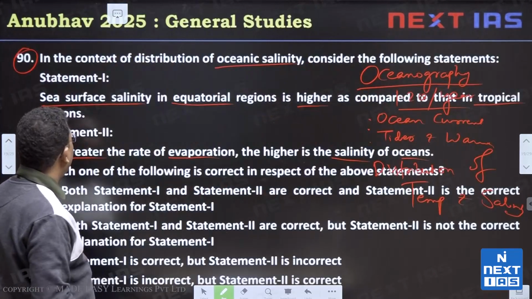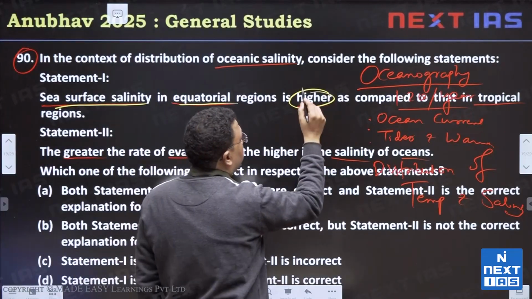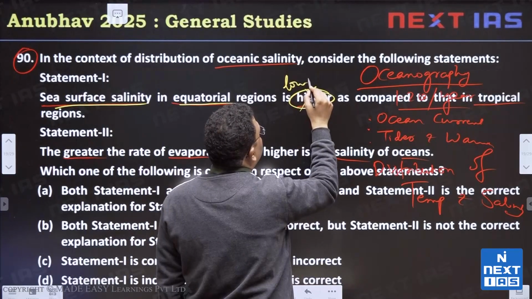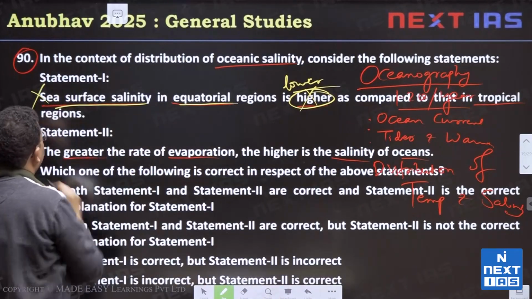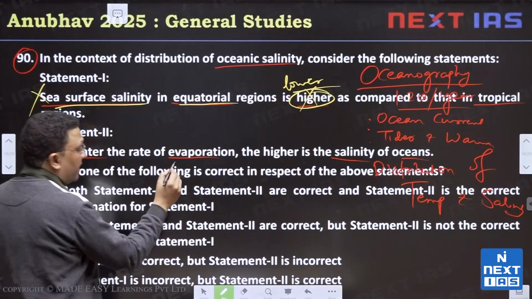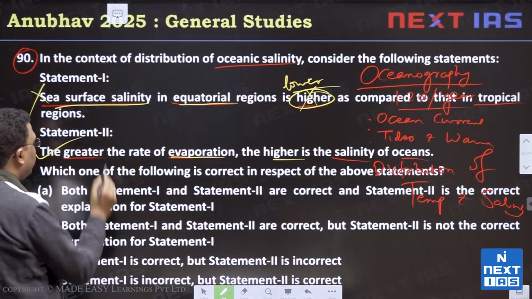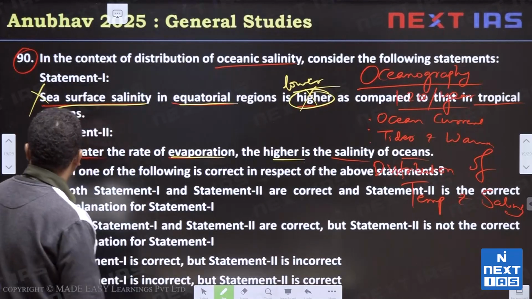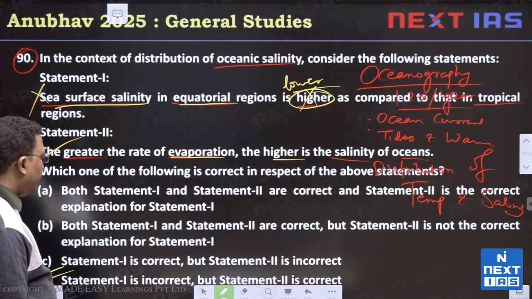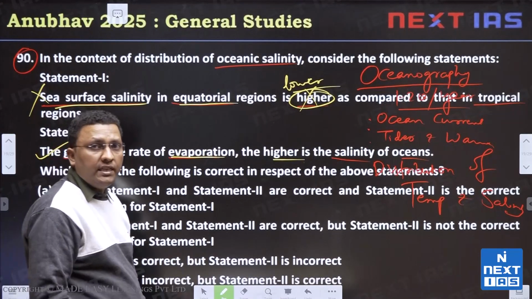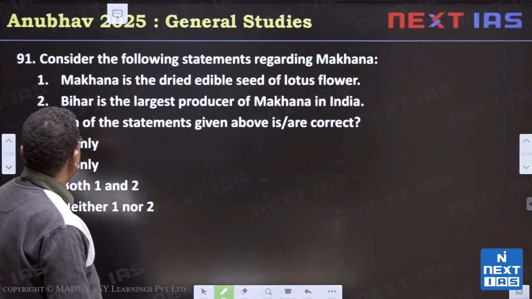Now let's come back to our question. Sea surface salinity in equatorial region is higher. This is not correct. In equatorial region it will be lower. So that means this statement is incorrect. Second statement, the greater the rate of evaporation, the higher the salinity of ocean. This is correct. We just discussed it. So the correct answer here will be D. Statement 1 is incorrect, but statement 2 is correct. Now let's move on to our next question.